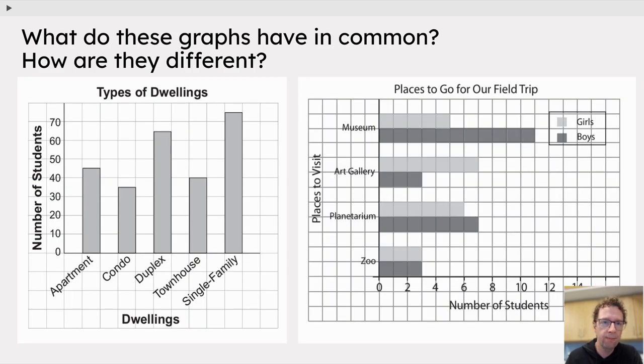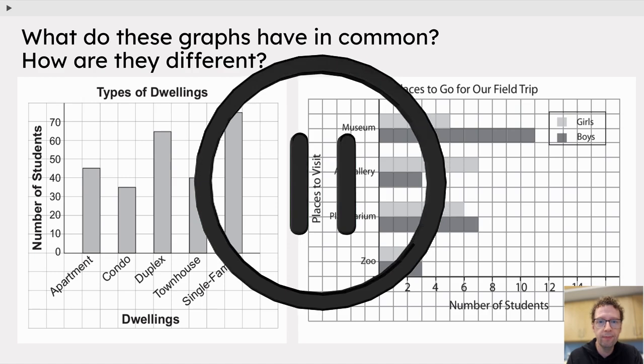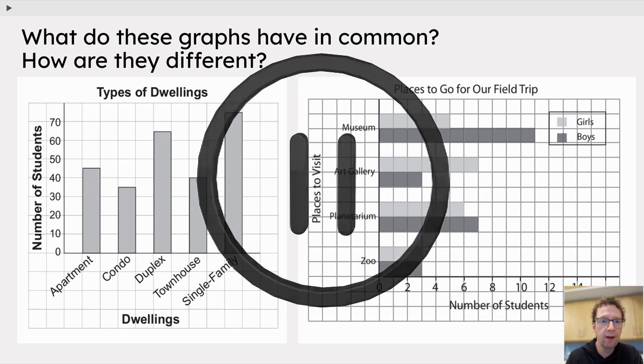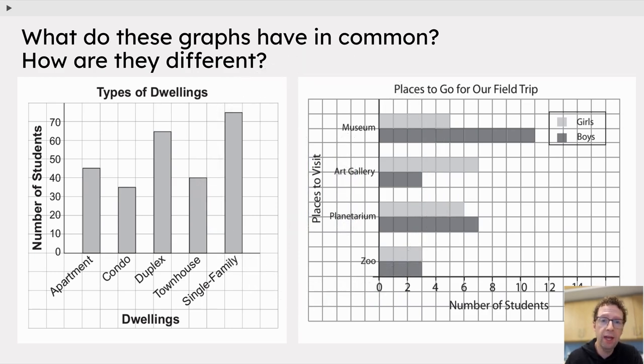All right, last one. Once again, what do these two graphs have in common and how are they different? Okay, so they have less in common than the other ones have. These show completely different sets of data. The one on the left is the types of homes that people live in, and the one on the right shows the places that people wanted to go for their field trip.